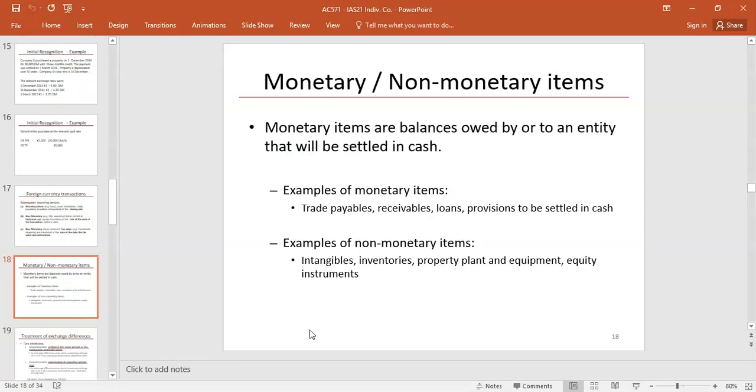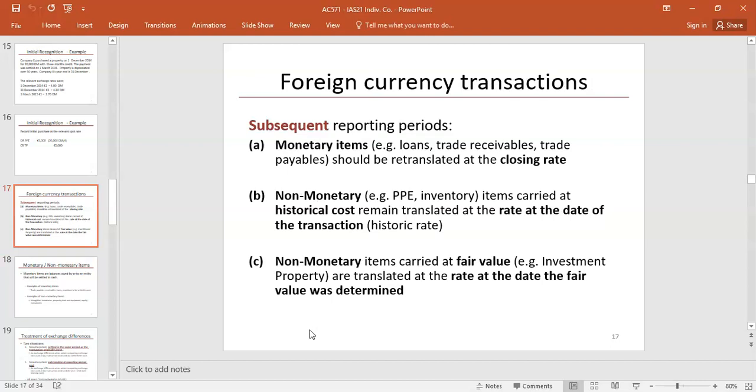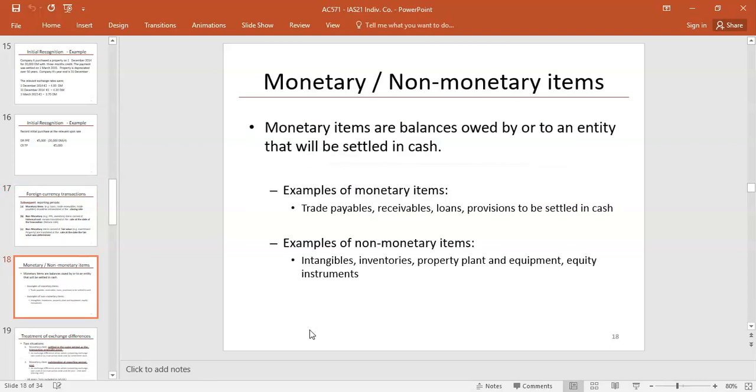So monetary items are balances owed that will be settled in cash. Again, we've given the main examples there: trade payables, trade receivables, and loans. Non-monetary items are intangible assets, inventory, property, plant and equipment, share capital, etc. So the key rule here, and this is important, is that monetary items will be retranslated. At the end of every reporting period, any foreign exchange monetary items you retranslate, and you say that is now worth €5,000 or that is now worth €4,500. And you'll have a gain or loss at the end of each reporting period. You'll do nothing with non-monetary items. So they're a lot more straightforward.